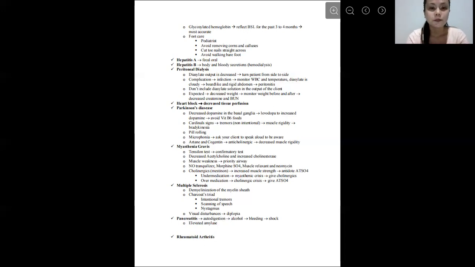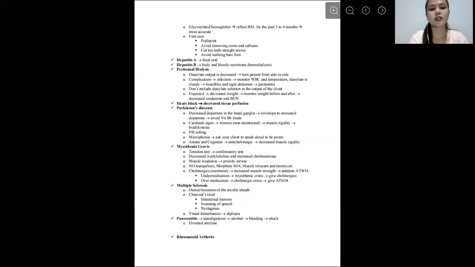So for muscle weakness, the priority is airway, and no tranquilizer. Tranquilizers, morphine sulfate, muscle relaxants, and neomycin will trigger the symptoms of myasthenia gravis. Cholinergic medication is a drug to treat myasthenia gravis. If the dose given is increased, it will lead to increased muscle strength.